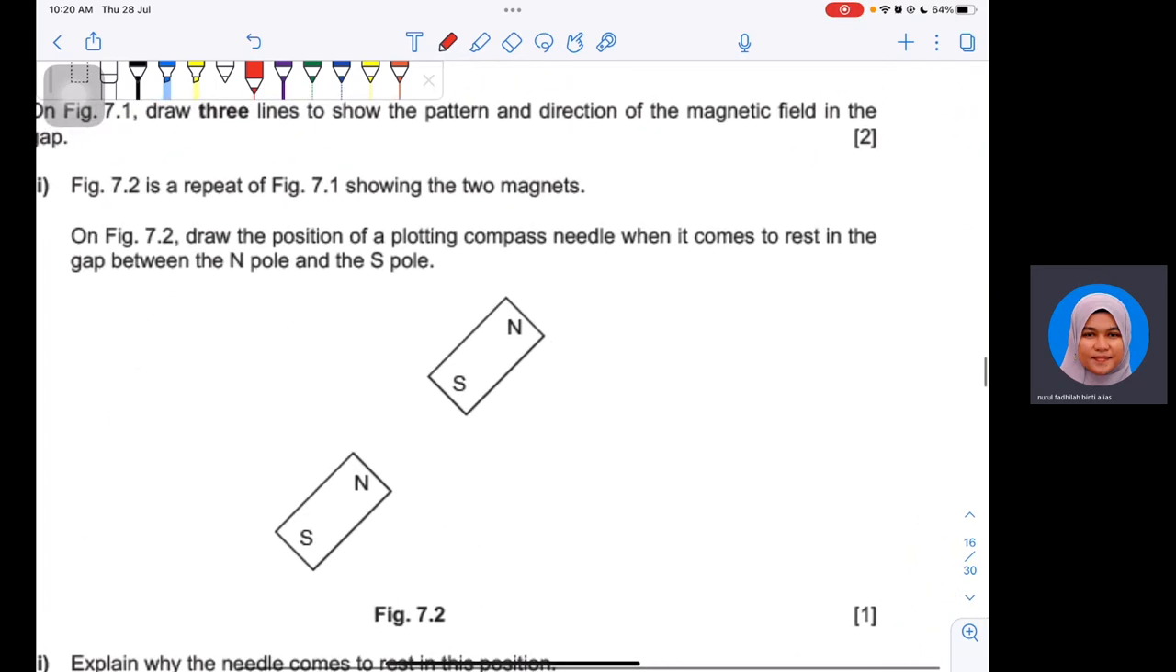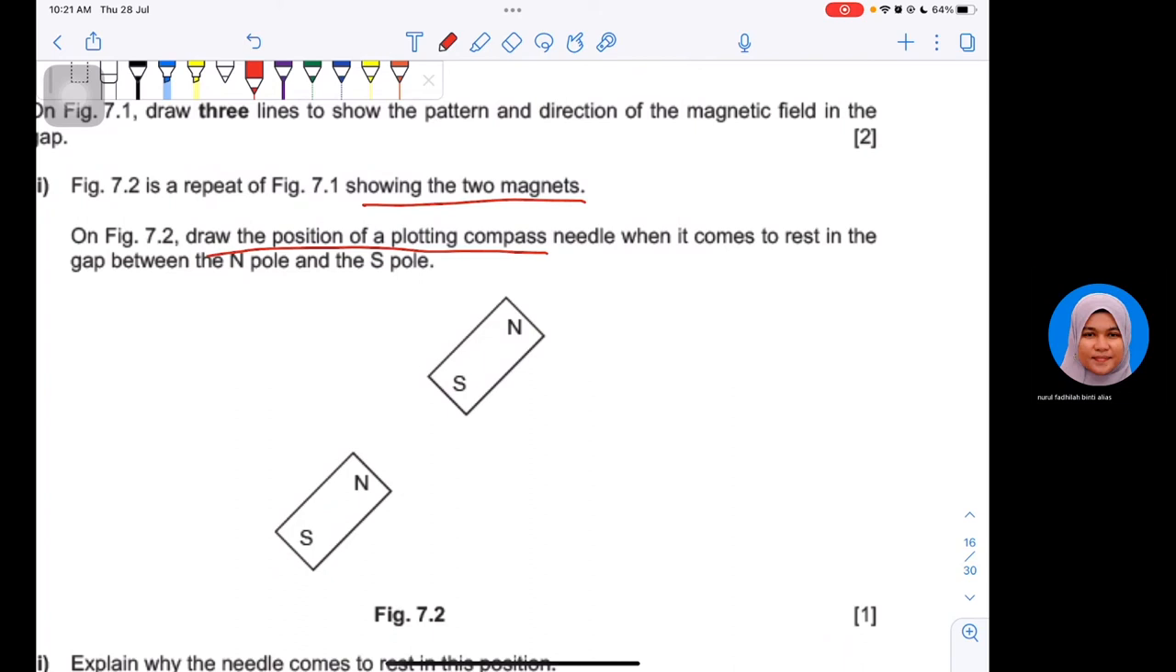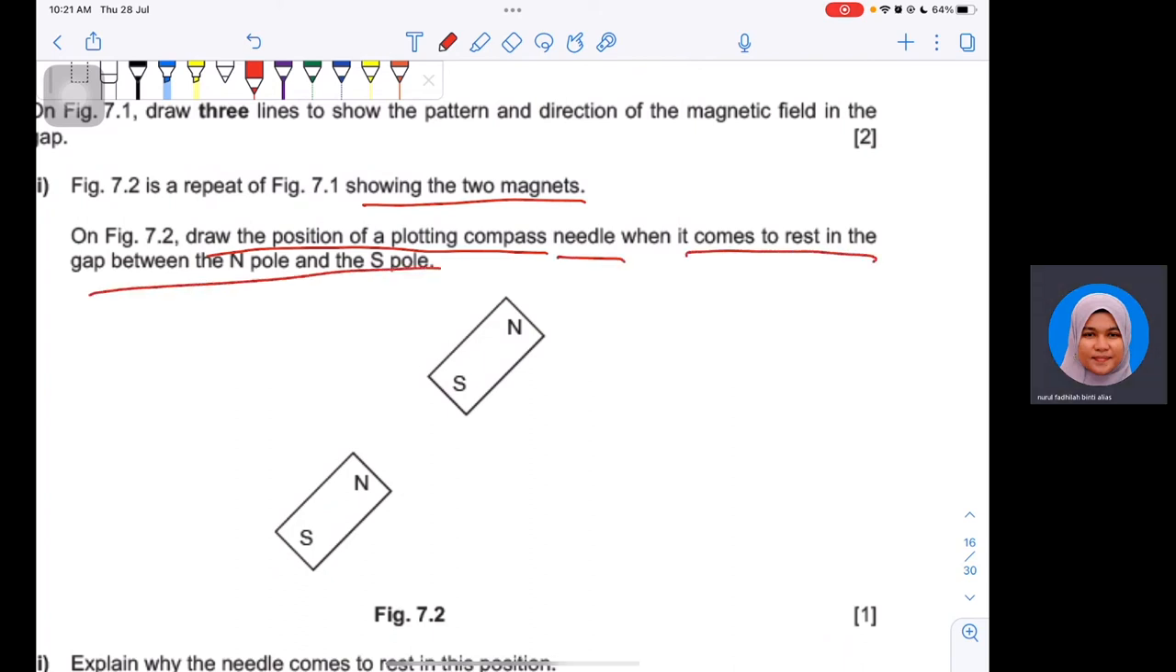Figure 7.2 is a repeat of figure 7.1, showing two magnets. Draw the position of the plotting compass needle when it comes to rest in the gap between the north pole and south pole.